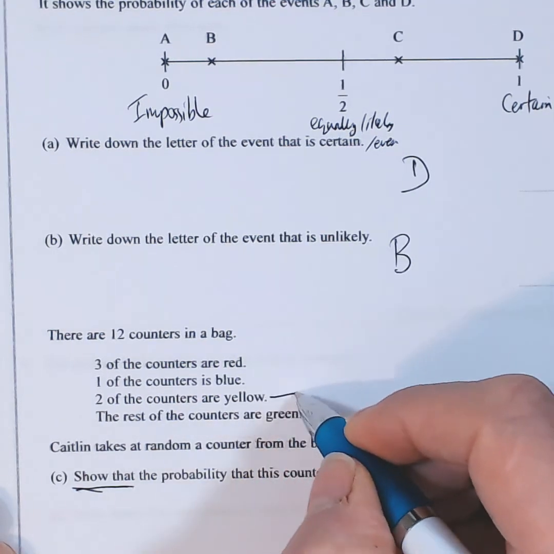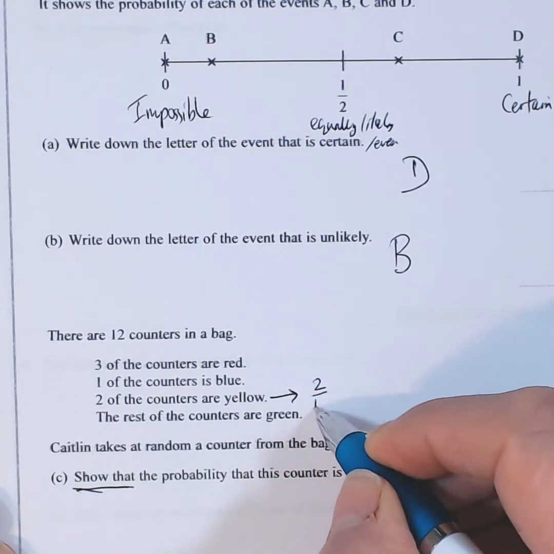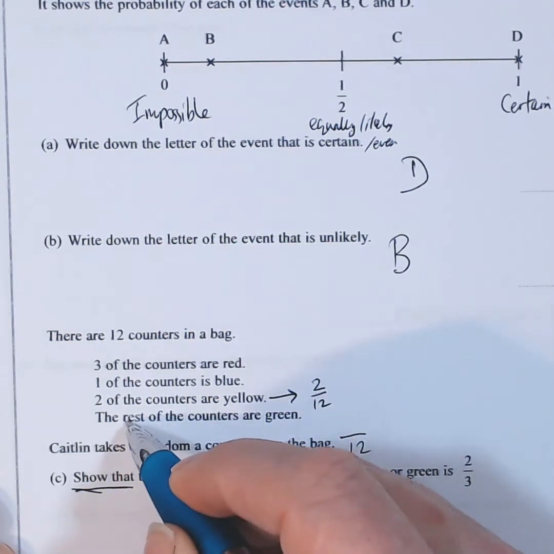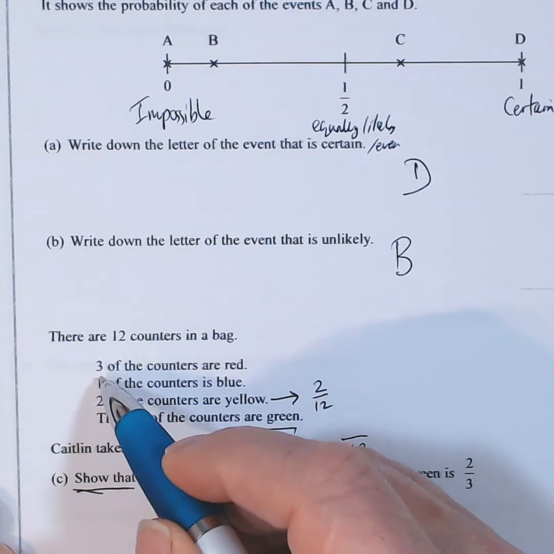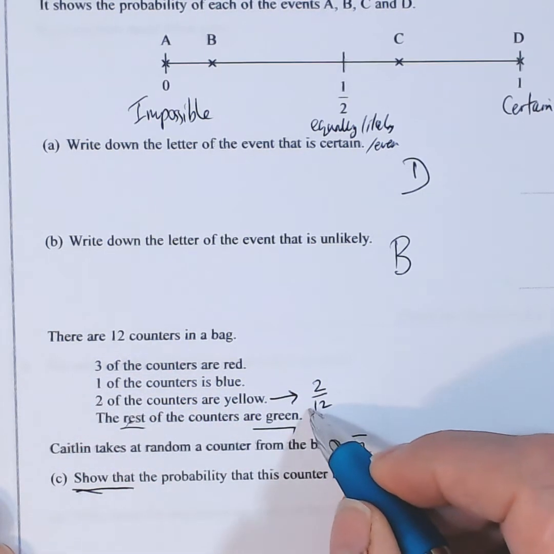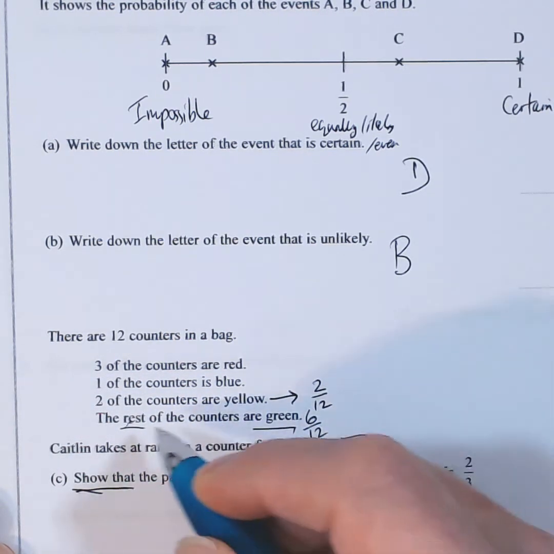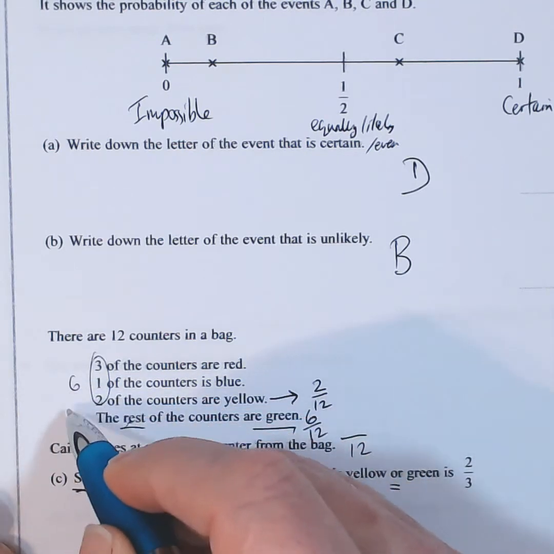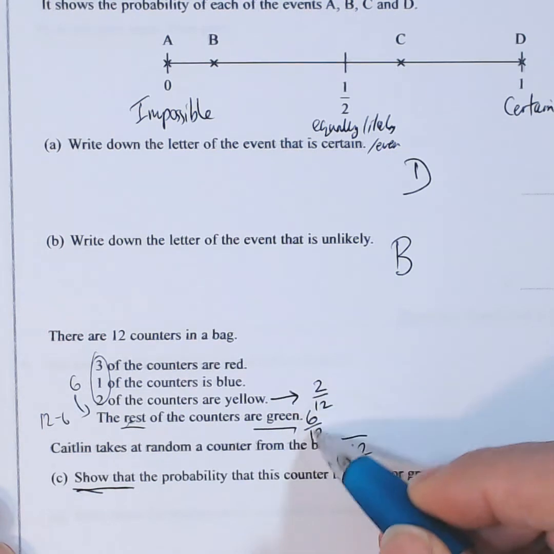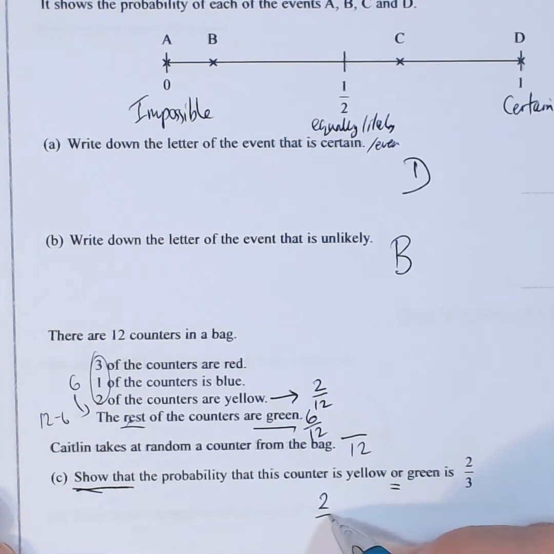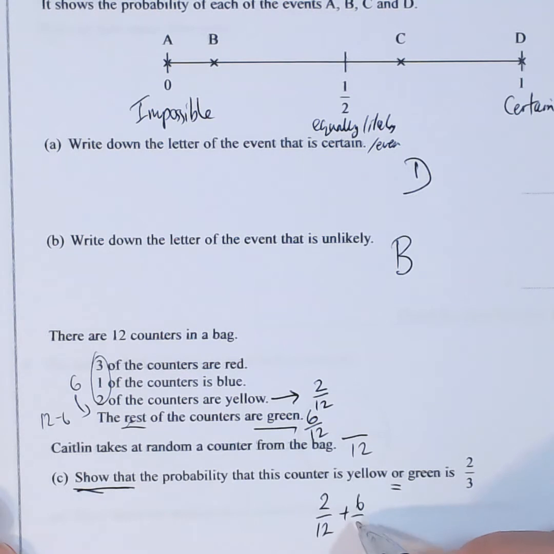Okay, so that means we need to know how many yellows and how many greens there were. So yellows is 2 out of 12. It says the rest of the counters are green, so 12 take away 6, so that means green counters must be 6 out of 12. So we know that these two probabilities are okay, so we've got 2 twelfths plus 6 twelfths.